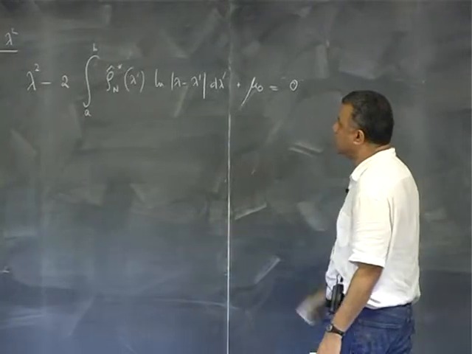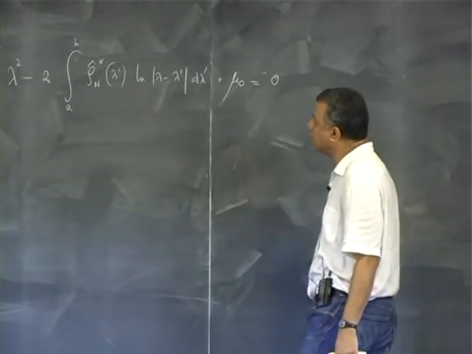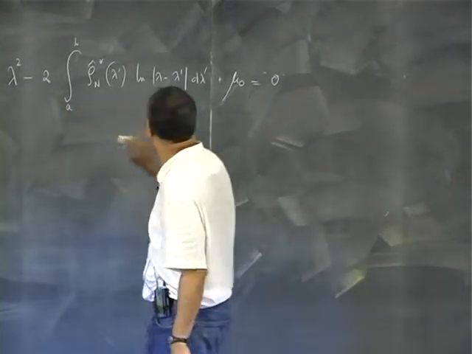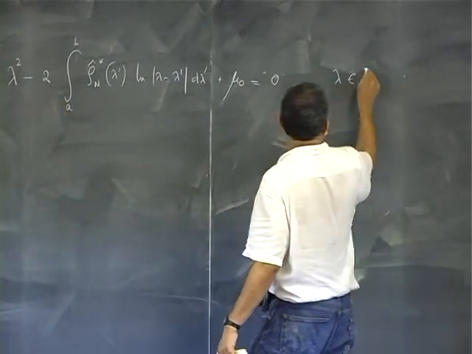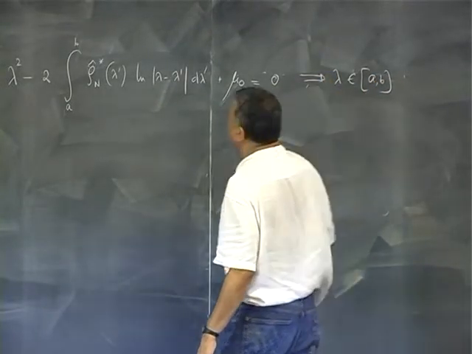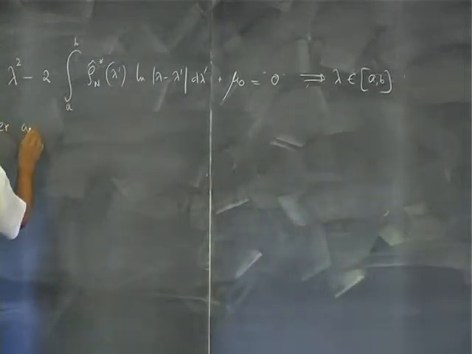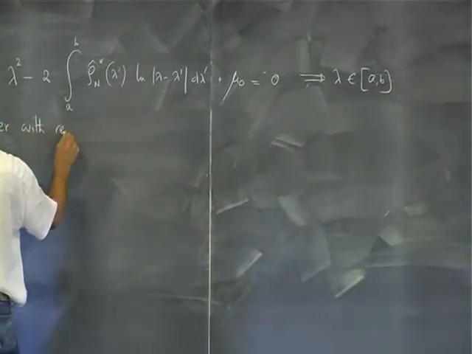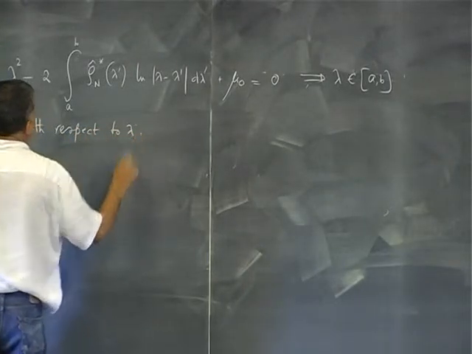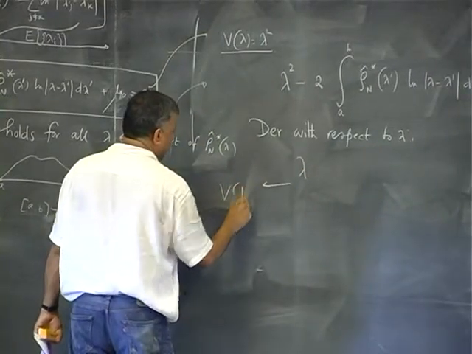Okay, so this is the energy conservation equation. To make further progress, I can take one more derivative of this equation with respect to lambda, where lambda belongs to AB. This is very important. If I take the derivative with respect to lambda, then you get, more generally, V prime of lambda.